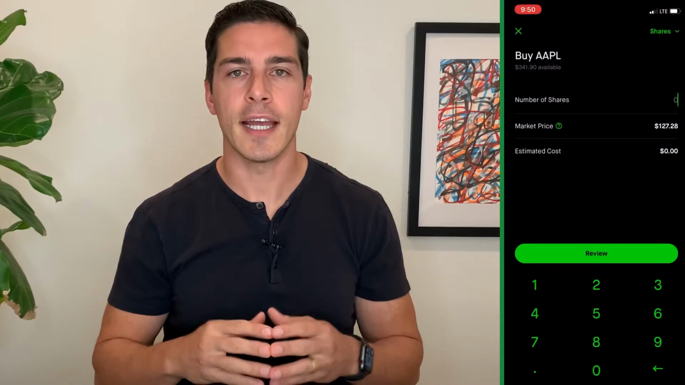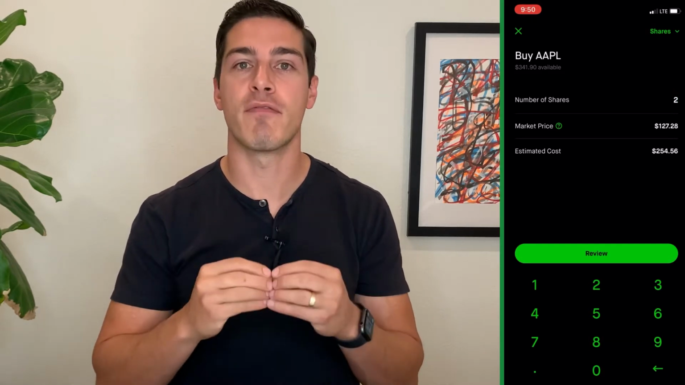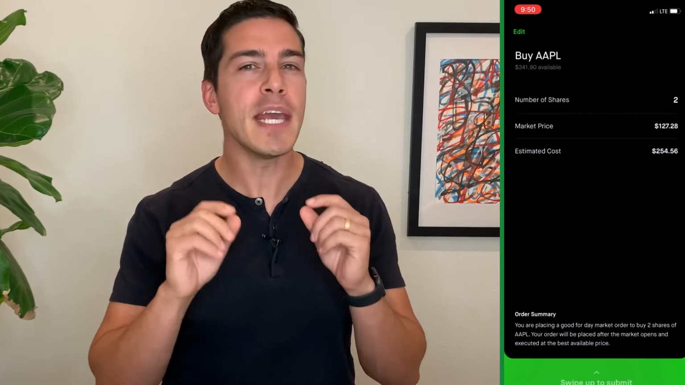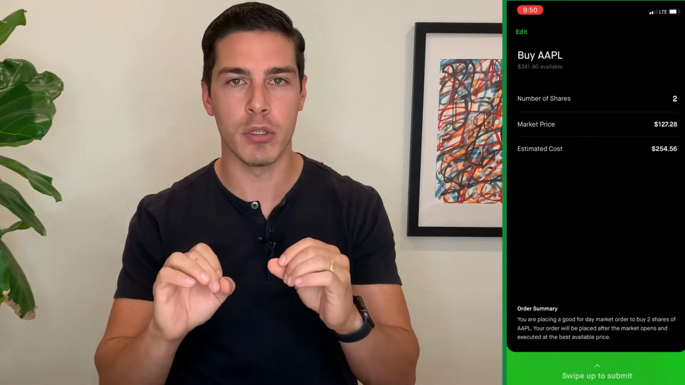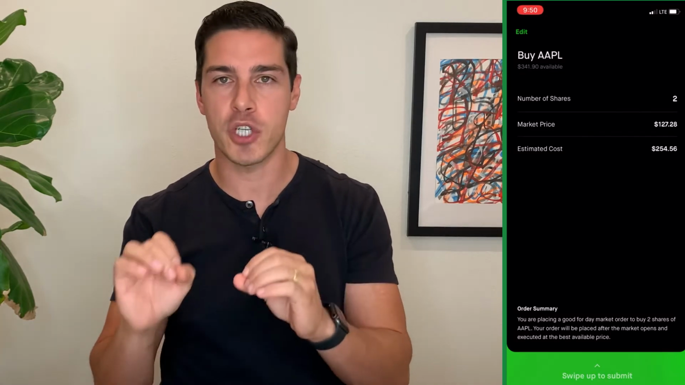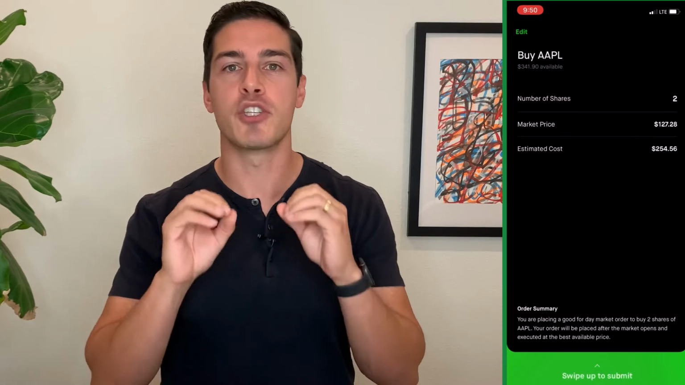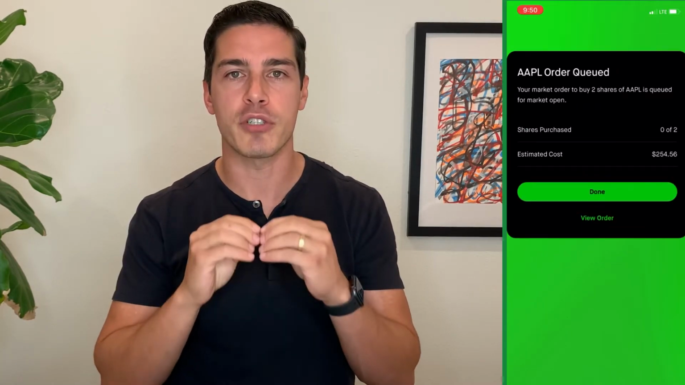To make a market buy, add the number of shares you want. It'll tell you the cost per share. It'll do the math for you and give you your total estimated cost. Click on the review button. Make sure that all the information here is correct. It's so crucial. I've definitely bought the wrong amount of shares for the wrong companies by not reviewing this information. And it's so simple, just swipe your finger up and it will make the purchase for you.